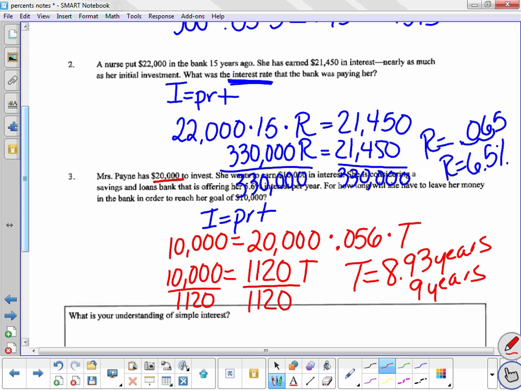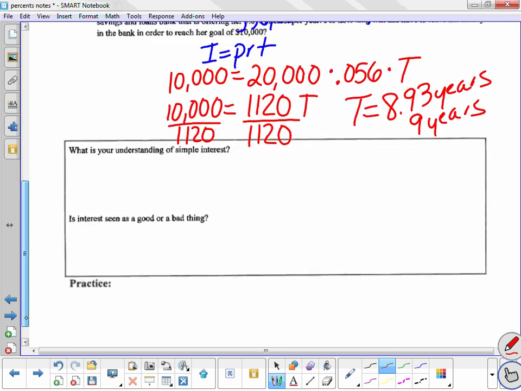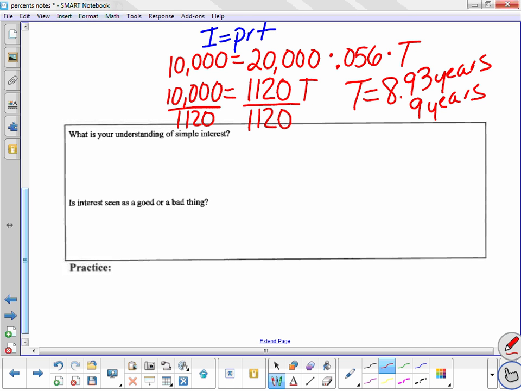So I'm going to ask you to pause here and take a couple minutes to answer these questions. What is your understanding of simple interest, and is interest seen as a good or bad thing? When you're done with answering those, you're going to do just the 2 practice problems on the next page. So pause.